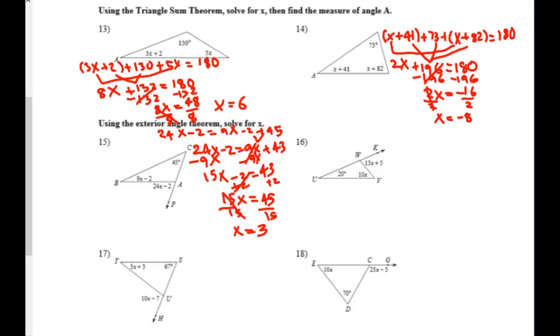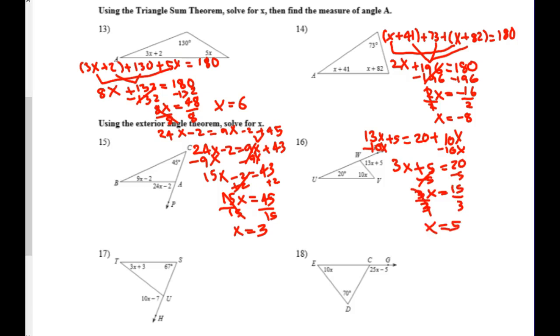Okay, the rest of these are similar. So again, on 16, outside equals inside plus inside, the remote interior angles. I have x on both sides, so I'm going to get rid of the 10x on both sides. 3x plus 5 equals 20. Get rid of the plus 5. We subtract 5 on both sides. 3x equals 15. And then we divide by 3 on both sides. X equals 5.